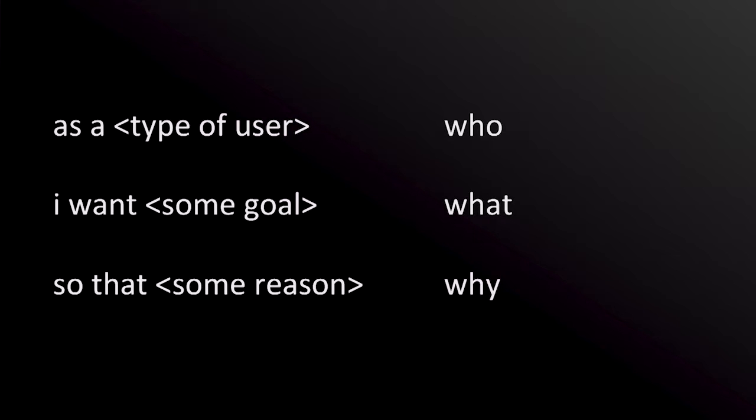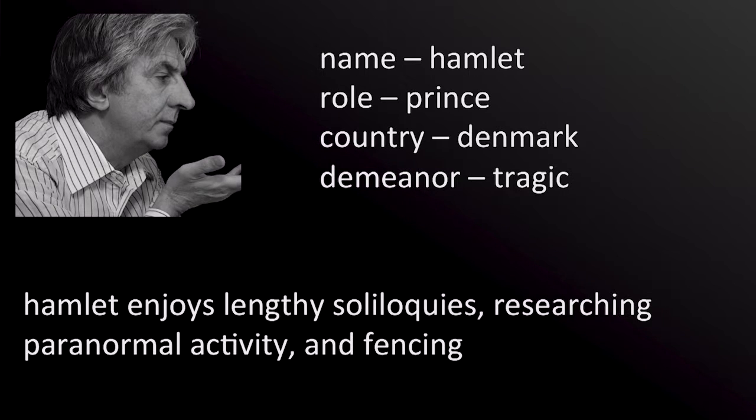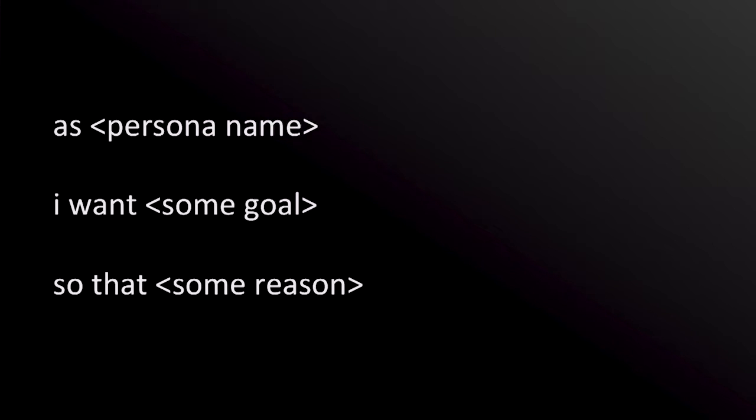And in fact, teams have been able to adapt to this user story format and enhance it, for example, using something called a persona. This is a typical persona, a very simple one that's been developed by this team who's developing Shakespearean software. All a persona does really is express the characteristics of the target user. And going back to the user story, rather than saying as a user type, they can say as a persona name. In this example, they would say, as Hamlet, I want some goal, so that's some reason.